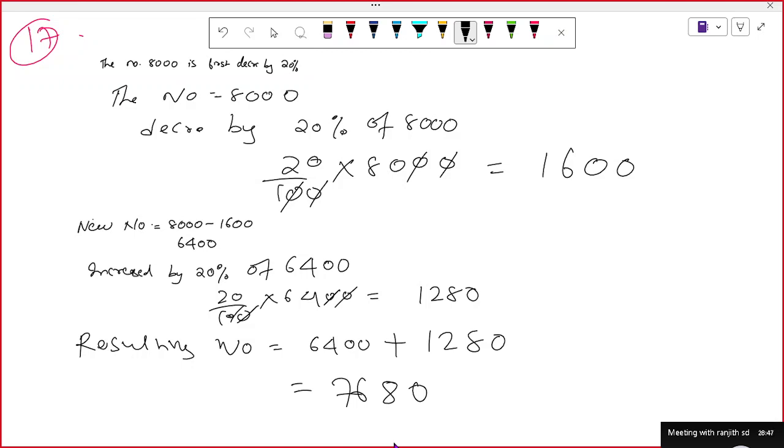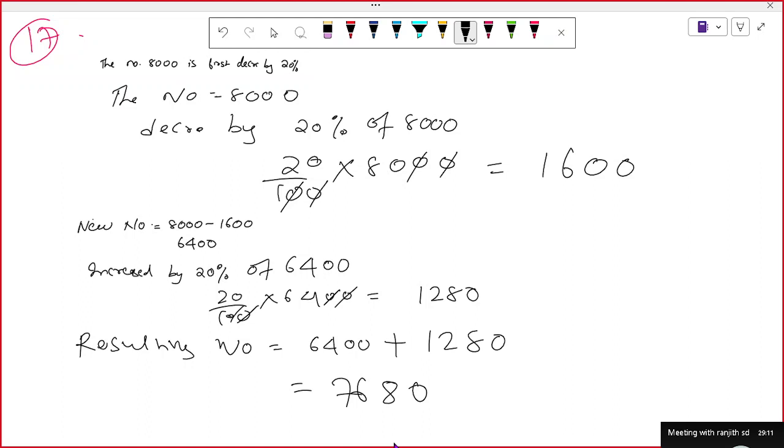Can you try the 18th question? The number is decreased and then increased. Will you do the 18th one? For homework. 18th question. Oh no, 18th is for homework. 19th and 20th I'll teach you all tomorrow. Only one question for homework, students.